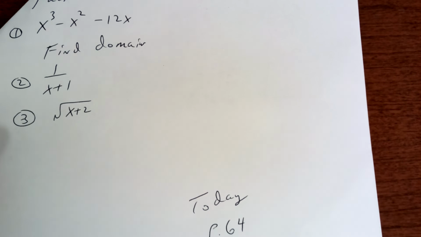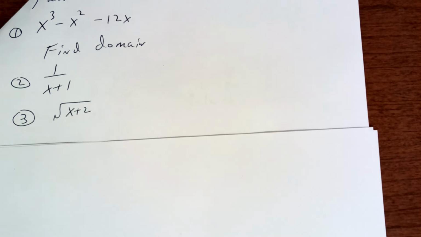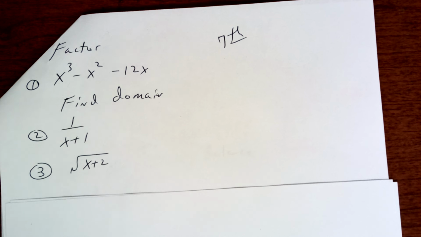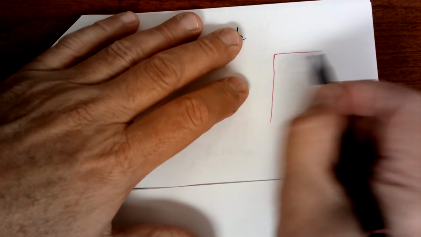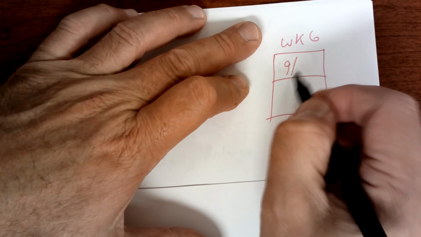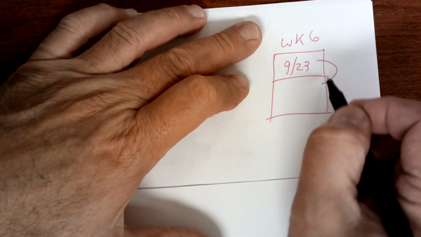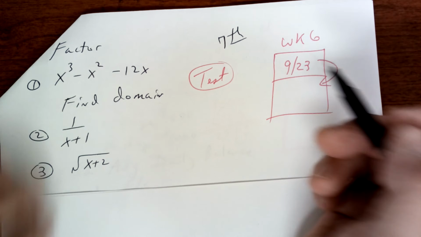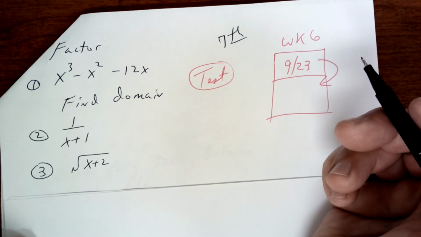Let's turn our attention now to 7th period, okay? So if you're doing anything else and you're not in 7th period, well, you don't want to look at this. So let's take a look here. All right, we're finishing up week 6. So put week 6. Today is 9/23, and it actually should be in the middle part. And you have a test. Make sure you go on Canvas and take that test. You have till Monday night. All right, let's take a look.